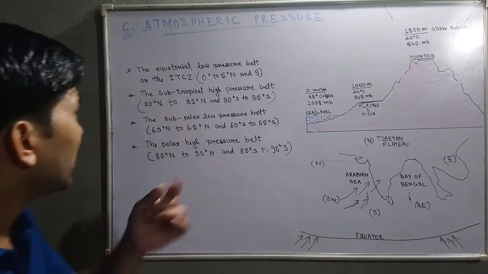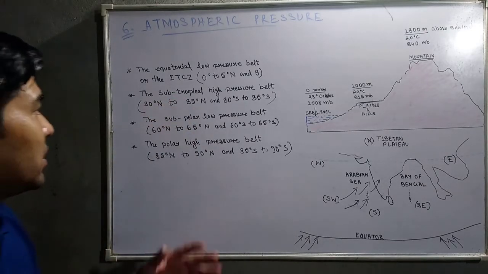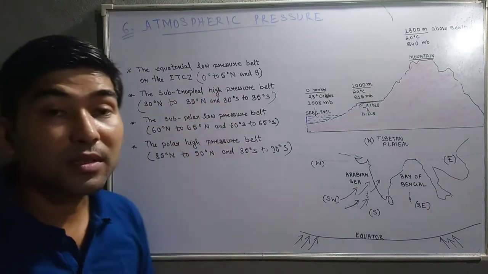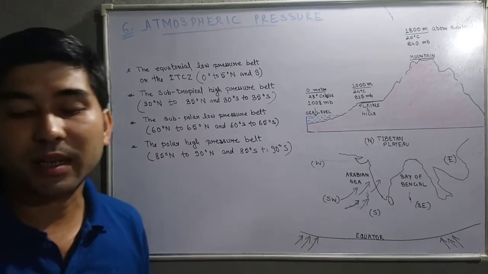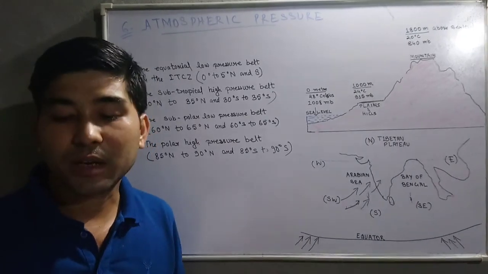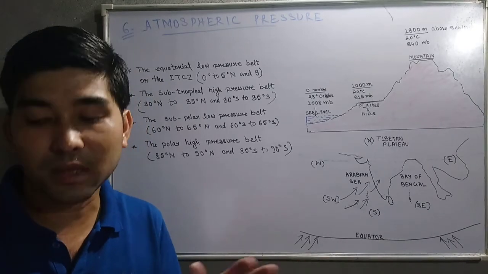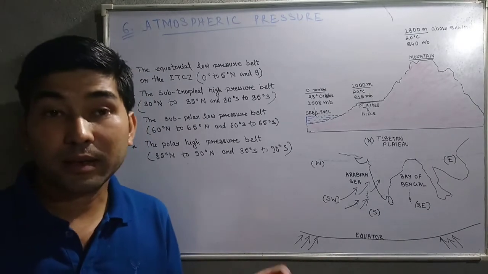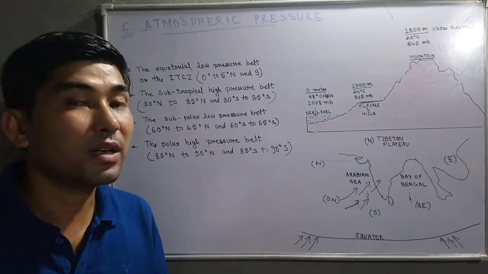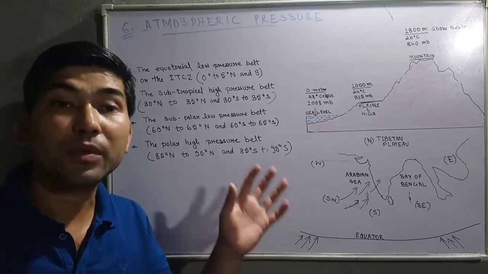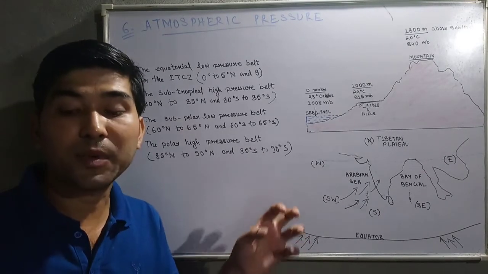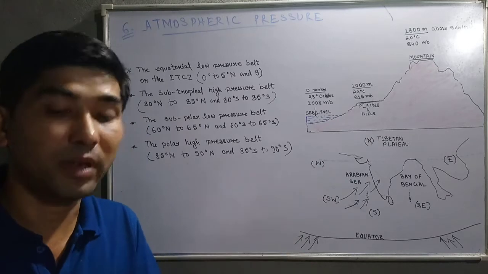Now the subtropical high pressure belt. As the name suggests, this area is an area of high pressure. It is also known as the horse latitudes. Here the air coming from the equator loses heat through radiation.